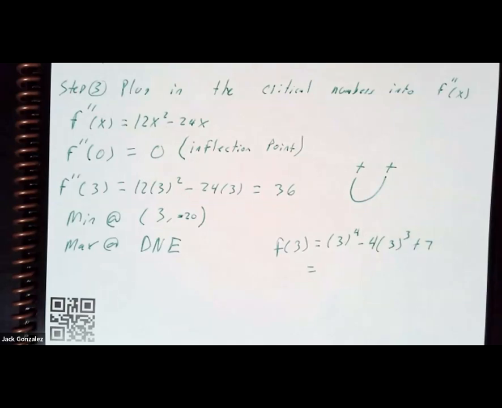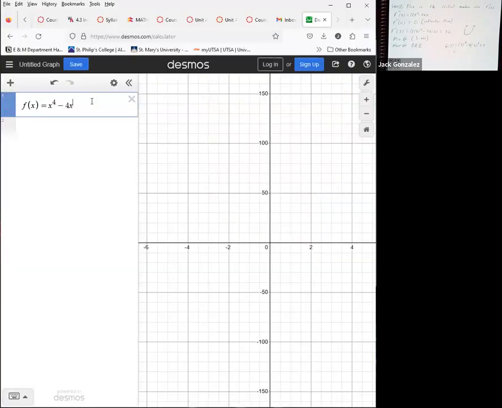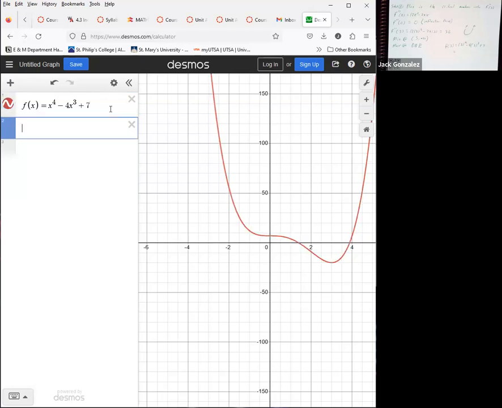Okay, so let's graph it and see what's going on. So we have a minimum right there. Actually, it turns out to be the global minimum. We have an inflection point at 0, here. The inflection there. Minimum here.